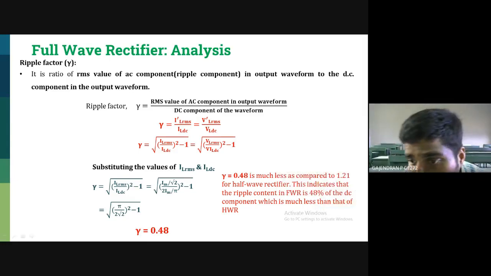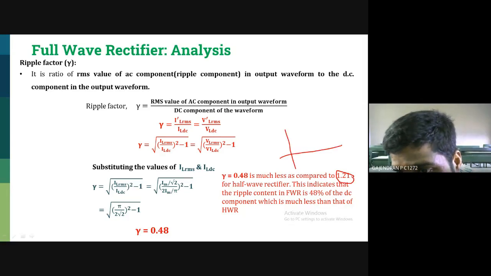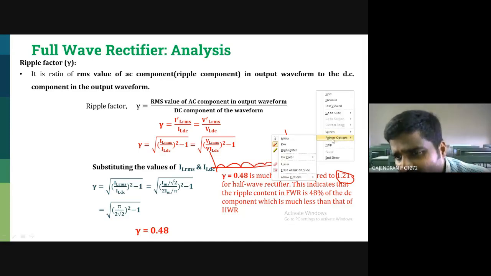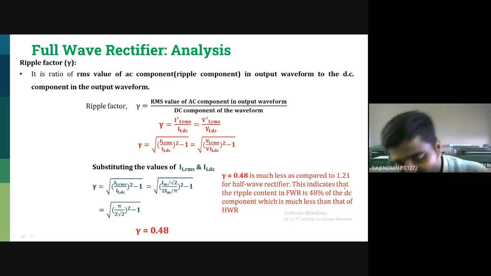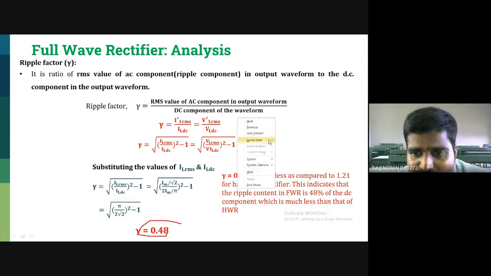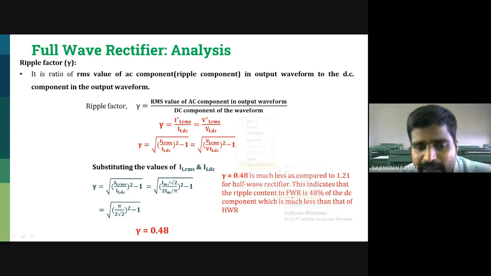So if you see why it is 1.21 for the half-wave, look here, the ripple looks like this, then again 0, then again like this. So the ripple is higher. But here ripple is lesser. Okay? That's all regarding ripple factor in the full wave rectifier. Okay, these end results are very, very important. Using these end results, you may be asked to calculate something.